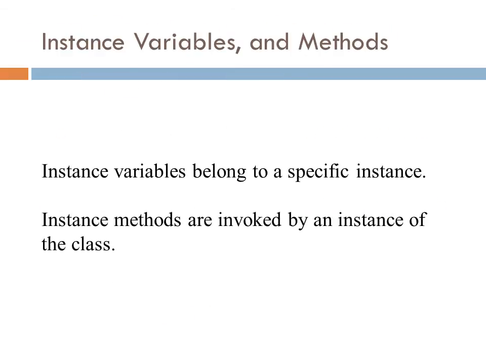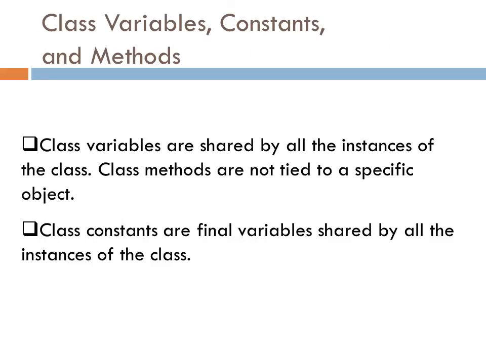Instance variables and methods. Instance variables belong to a specific instance. Instance methods are invoked by an instance of the class. Class variables, constants and methods. Class variables are shared by all the instances of the class, but the instance methods are tied to a specific object. Class constants are final variables shared by all the instances of the class.